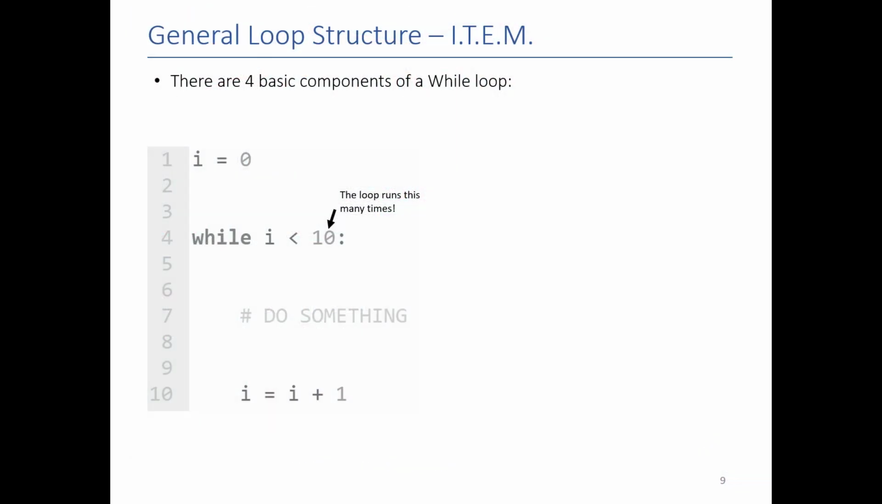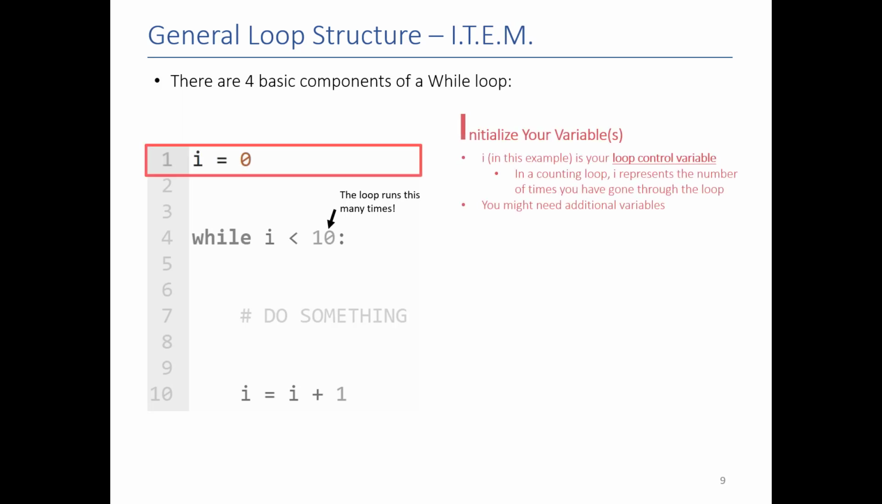To get us started, I thought I'd remind us of the four basic components of a while loop. If you remember, the steps of the loop can spell the word ITEM. So I stood for initializing your variables. We talked about the idea of a loop control variable. In this example, I would be the variable that is used by our loop to determine if we are still looping. You may need to declare some other variables for your problem, and we will show you an example of when you need to do that.